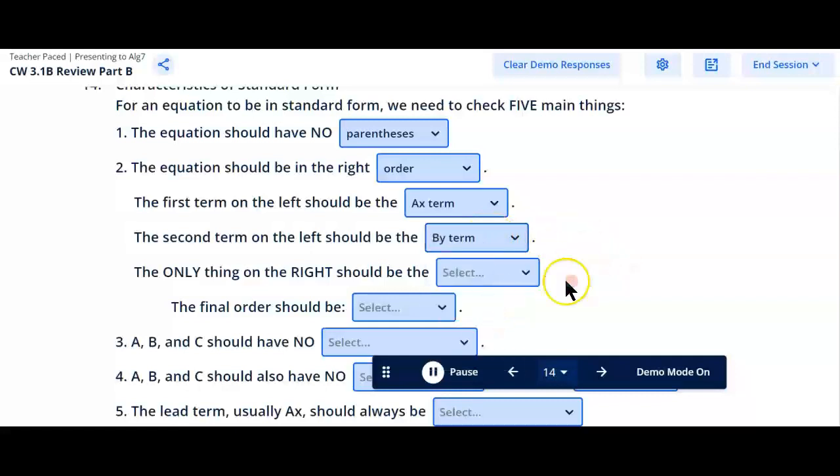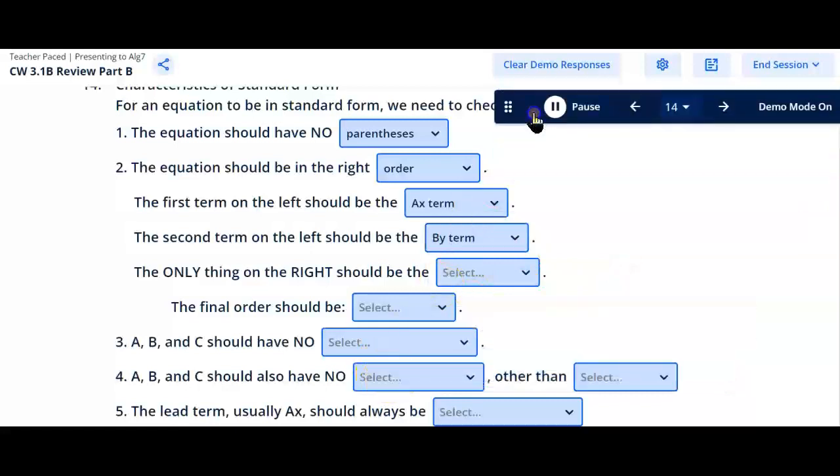The only thing we should have on the right should be what, Susanna? The constant term. Okay, and so our final order should be, Rachel, AX plus BY. This is standard form. AX plus BY equals C.